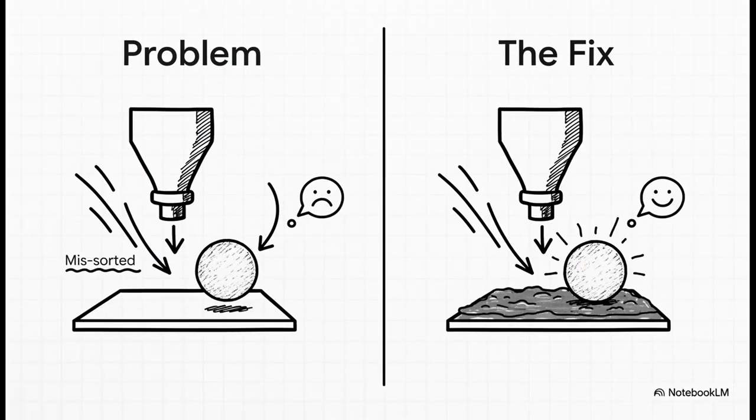Of course, in the real world, things are never quite that perfect. For instance, some hard solid particles can actually bounce off the plate and end up in the wrong bin. So what's the fix? It's pretty low tech, actually. Engineers just put a thin layer of grease on the plates to make them sticky. It's these little practical tweaks that make the science work.